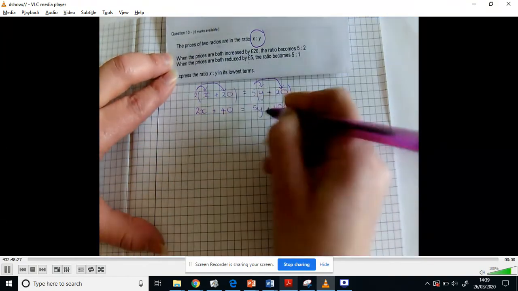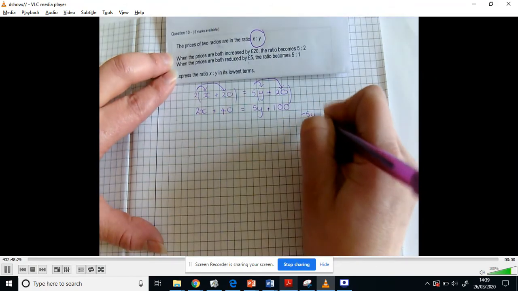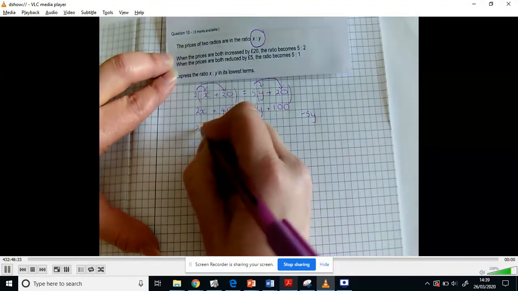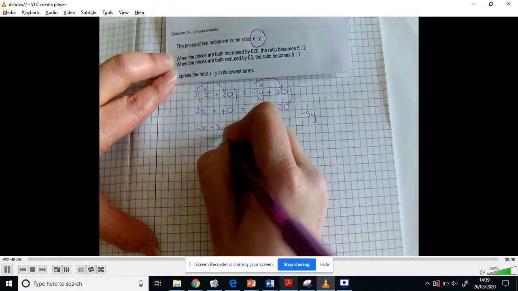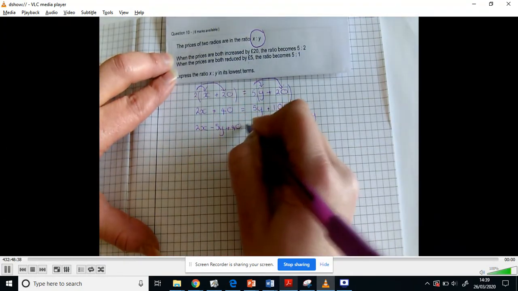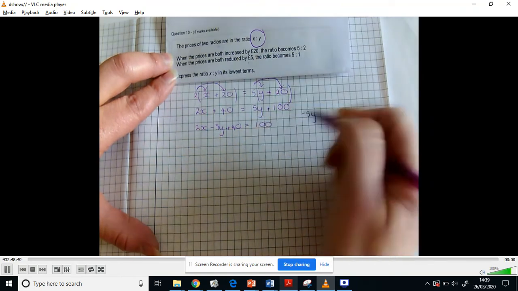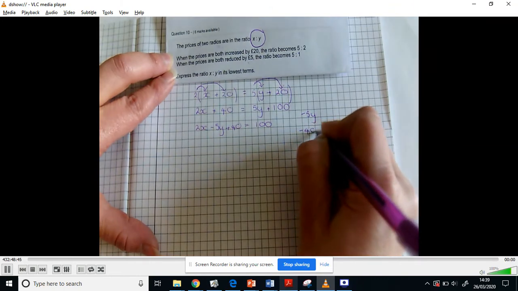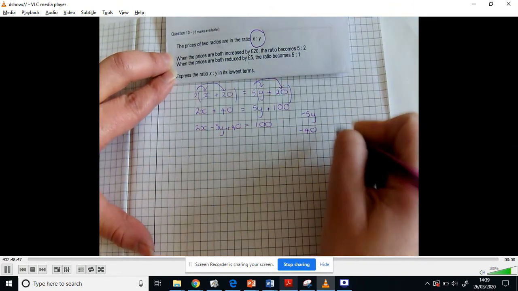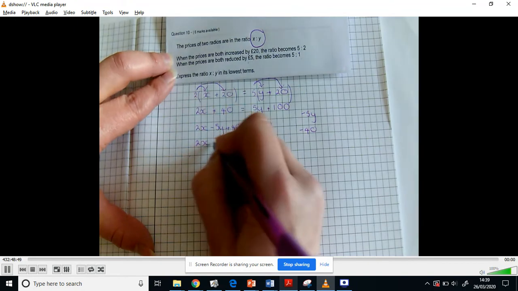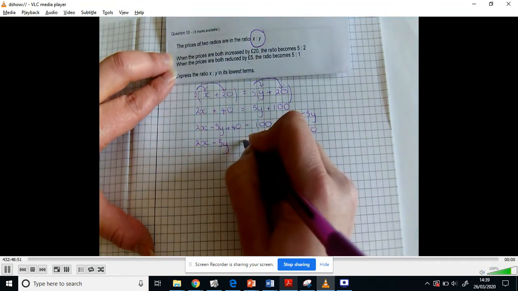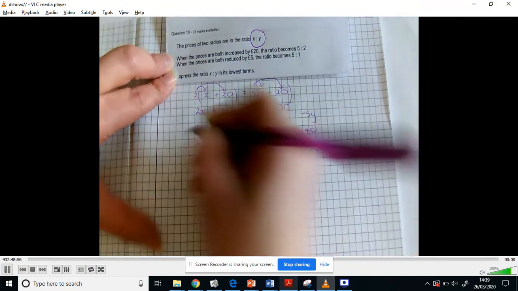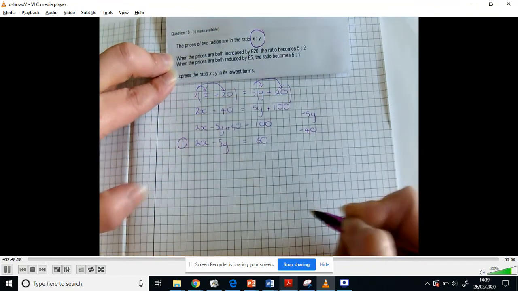So if I subtract 5y from both sides, I would have 2x subtract 5y add 40 equals 100. I'm then going to subtract 40 from both sides. I would have 2x subtract 5y equals 60. Okay, this is equation number 1.